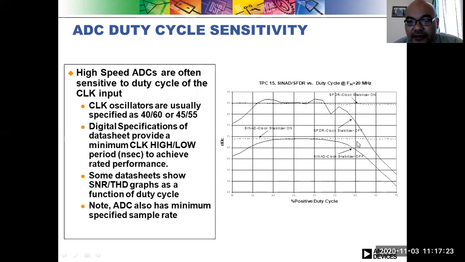So usually you want this to be quite high, then you want the duty cycle somewhere around here. So this is about 45, 55, yeah, this value. Okay, so it means 45% on, 55% off, something like that.